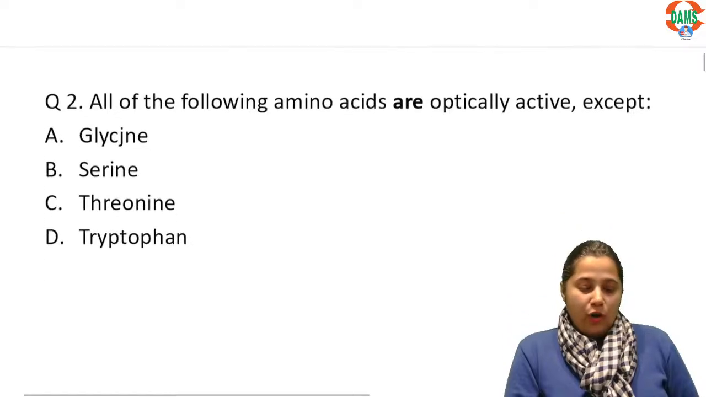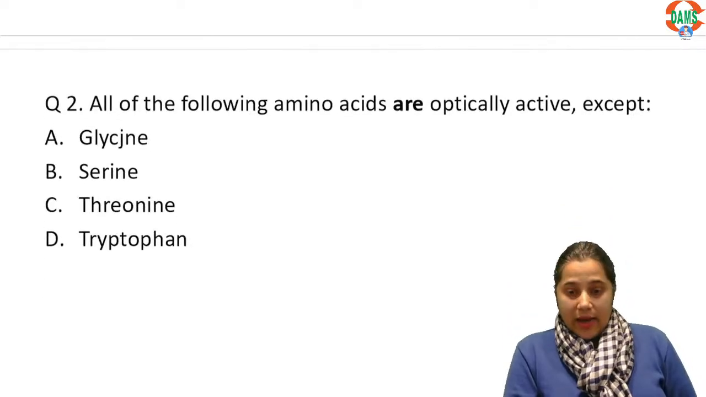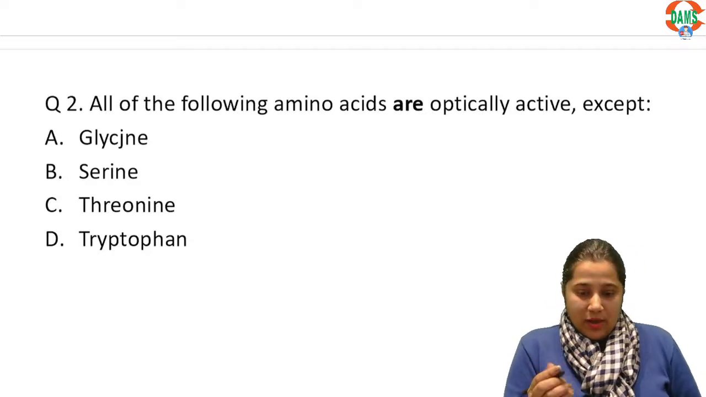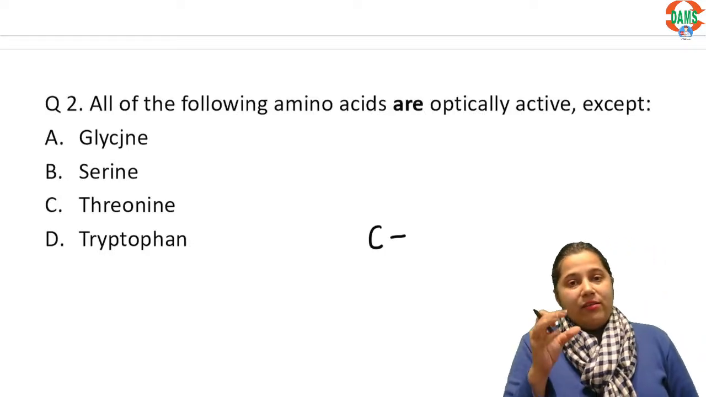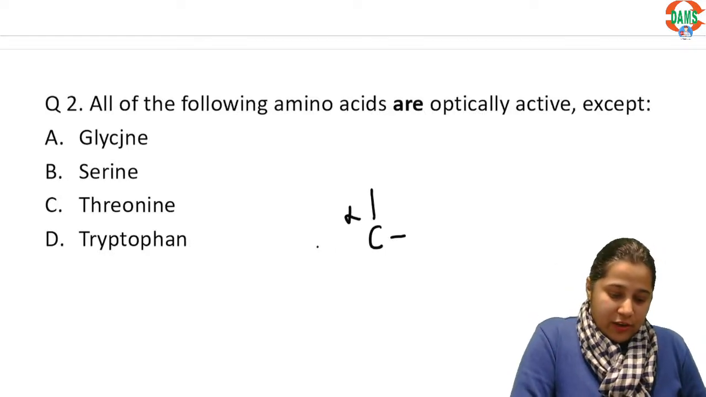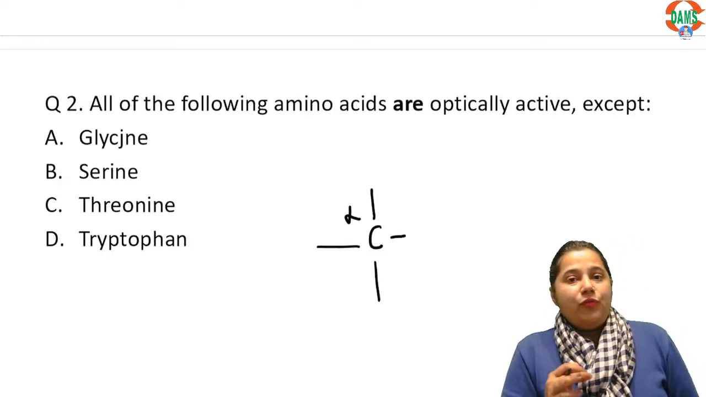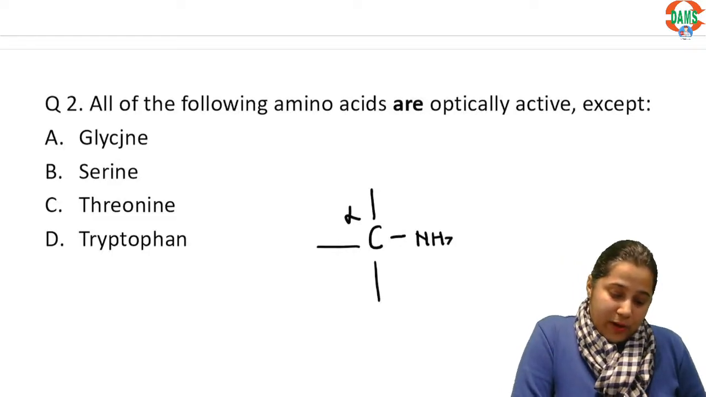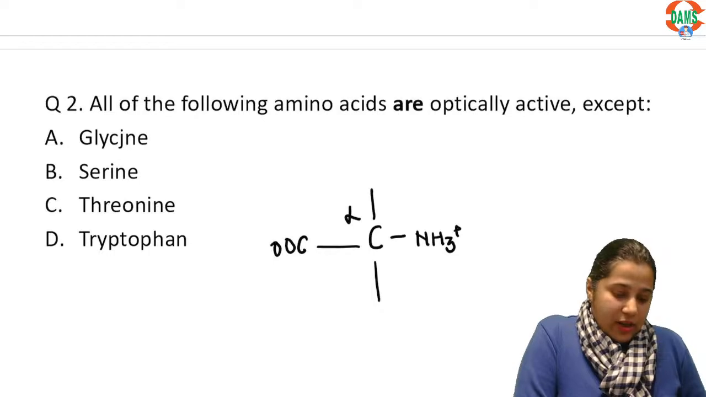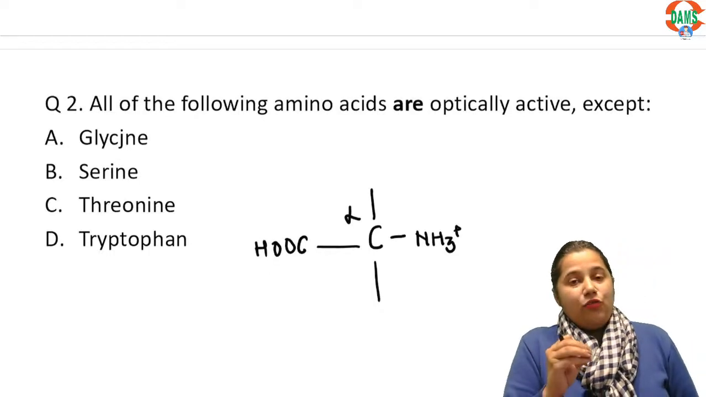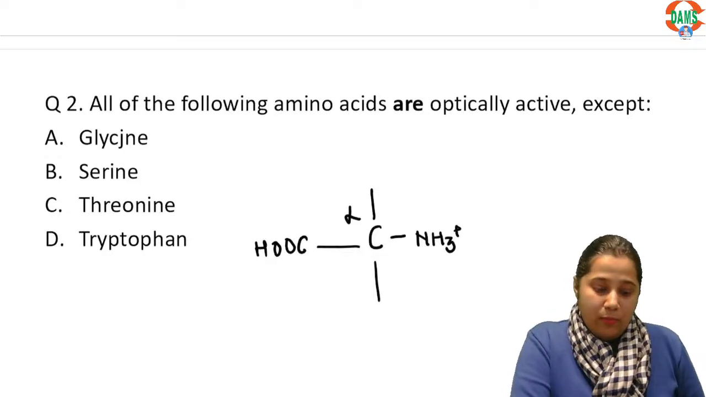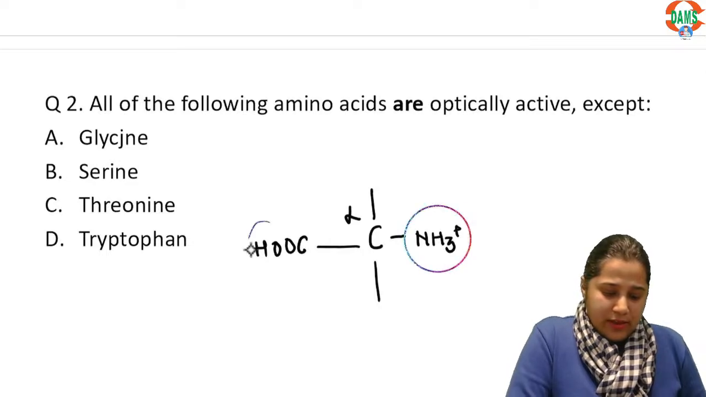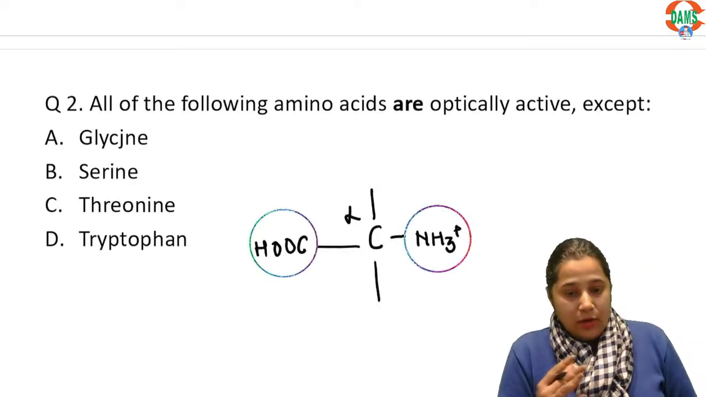Question number 2, all of the following amino acids are optically active except. Now, what is an amino acid? What do we mean by an amino acid? An amino acid has a central alpha carbon which has 4 hands. One hand of the carbon atom is occupied by an amino group. Another hand is occupied by a carboxylic group. Such a compound where a central carbon is bonded to an amino group and an acidic group is known as an amino acid. So this here is an amino group, this here is an acidic group.